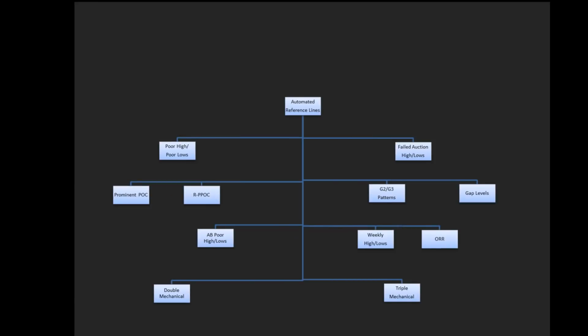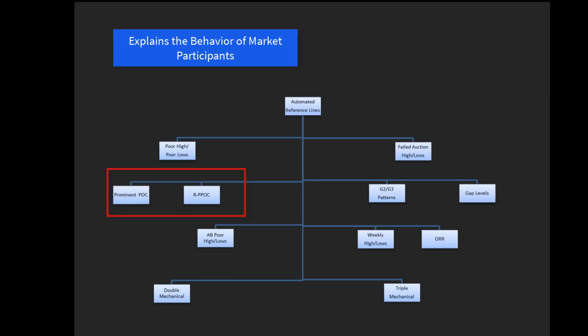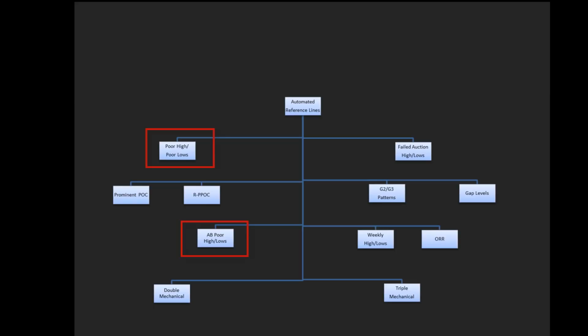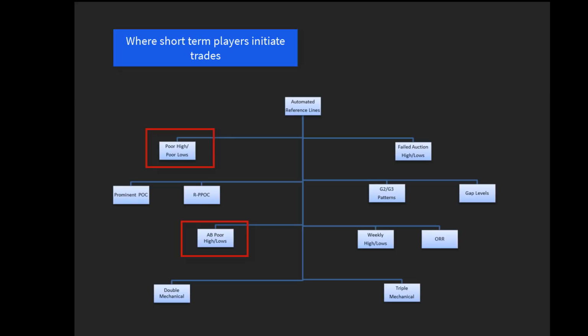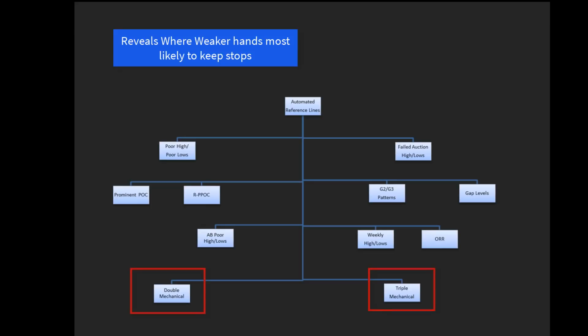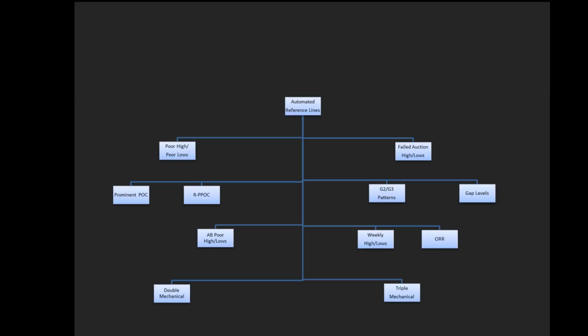Here is the list of automated reference lines you could find in Bell Market Profile Ultimate at this moment. Reference lines like a prominent point of control, reversal PPOC or RPPOC, which talks about what kind of market participants enter and how likely those setups or reference lines are to be revisited. The poor highs, poor lows, AB poor highs or poor lows talk about short-term traders' behavior, and the double or triple mechanical reference levels explain most of the weaker hand traders and how likely they are going to place their stops and where they are going to place their stops.